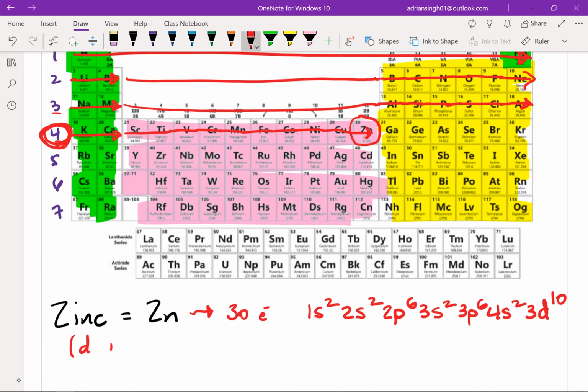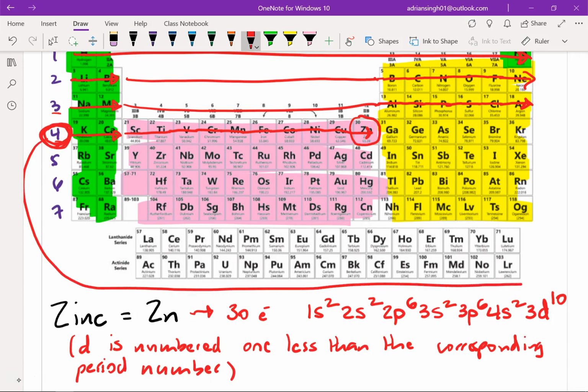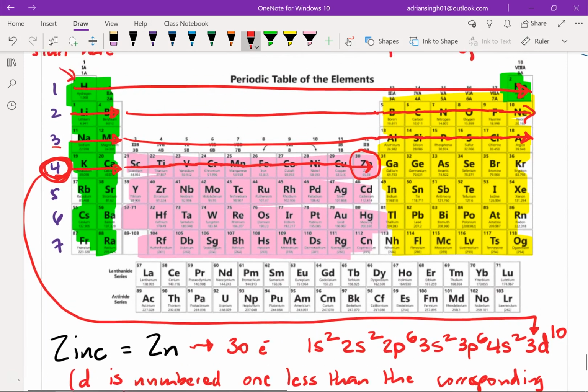All right, and that's the order in which those electrons are going to go into our electron configuration. So the D is numbered 1 less than the corresponding period number. All right, so if the period number is 4, and we have a D row there, then it's actually numbered 3d. So that's a little wrinkle to it, and you have to be aware of that, otherwise you'll end up with the wrong thing. But as long as you know it, you have your electron configuration.